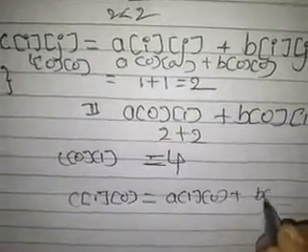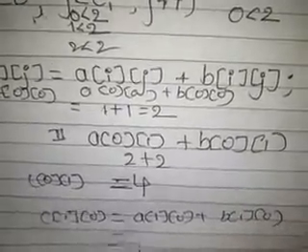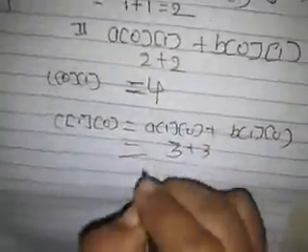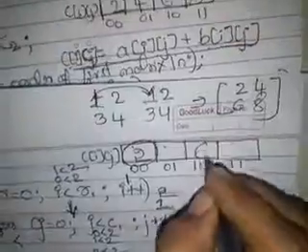What is there in A of 1, 0? 3. What is there in B of 1, 0? 3. 3 plus 3, that is 6. Yes, successfully 6 is stored here. Previously it was 4. Okay, next.